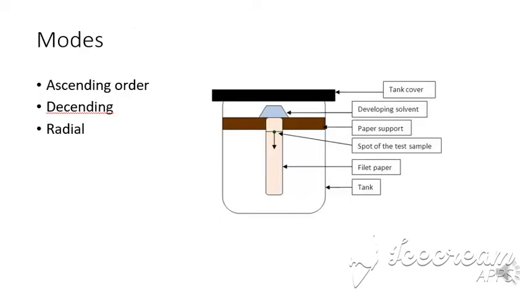Now the next thing is very important. Three important modes are there: ascending, descending, and radial. For ascending, which we have already used, the mobile phase moves from the downward direction to the upward direction. Descending is here in the picture. The mobile phase moves from the upward direction to the downward direction.